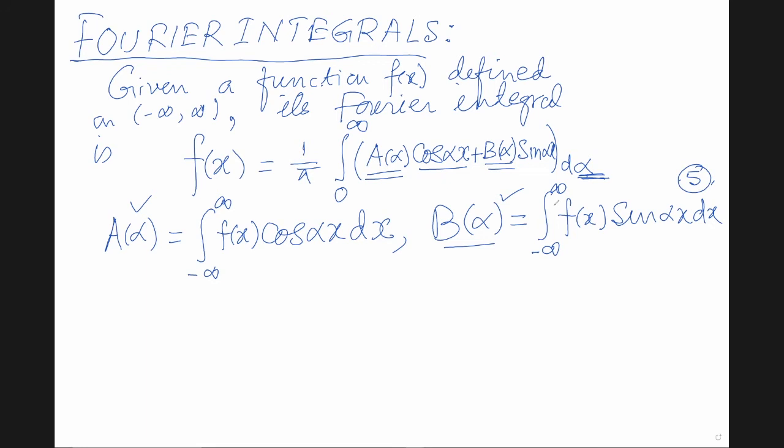Note that the integral representation of f(x) is with respect to alpha, integration with respect to alpha, whereas while finding A alpha, you need to integrate with respect to x. And they are easier. Fourier integrals are easier than what? Fourier series.